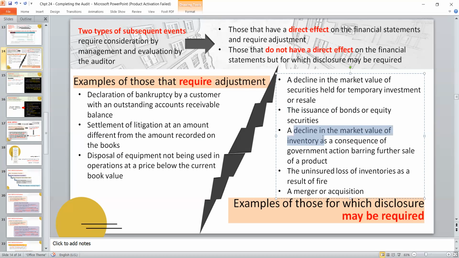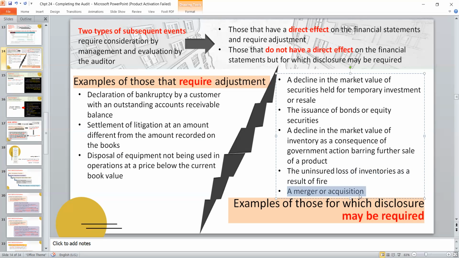Decline in the market value of inventory, uninsured loss of inventory as a result of fire. So a calamity, a disaster, can affect the disclosure in the financial statement, because it concerns the inventory.